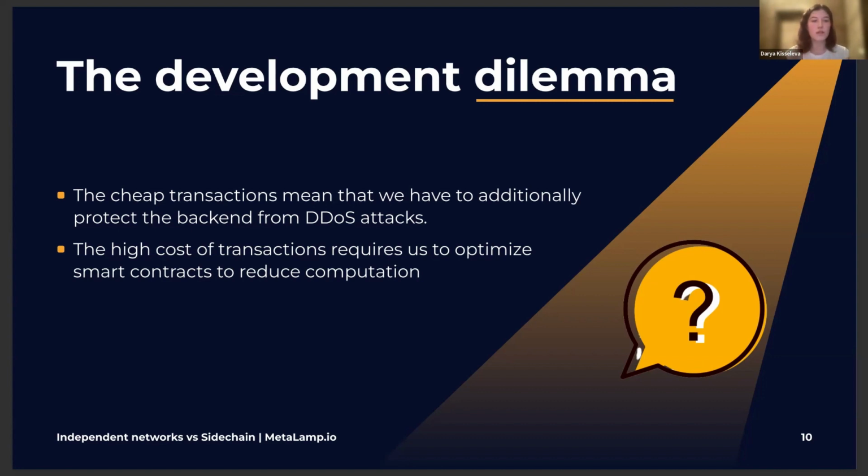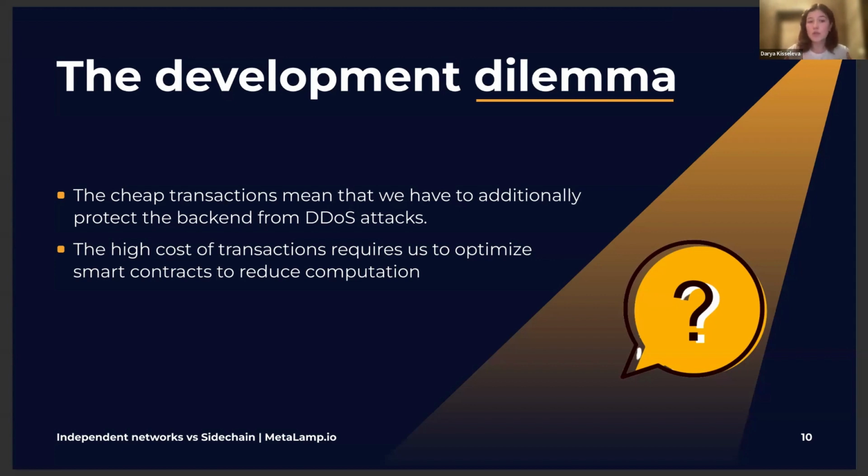And we should either adapt the business logic of the application to the network, for example, by increasing the minimum transaction amount, or come up with mechanisms to protect the backend from spam. This is just another development dilemma. If we want to run an application on a network with minimal gas fees for users to make their lives easier, we must take care of limiting spam with transactions.